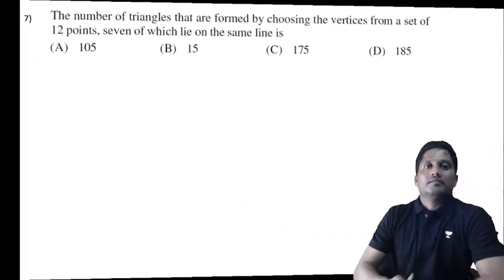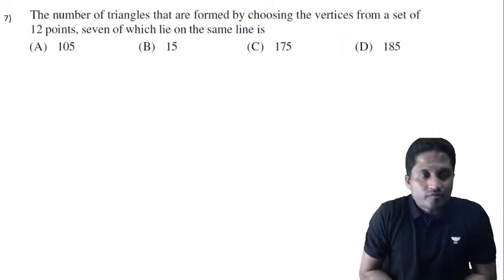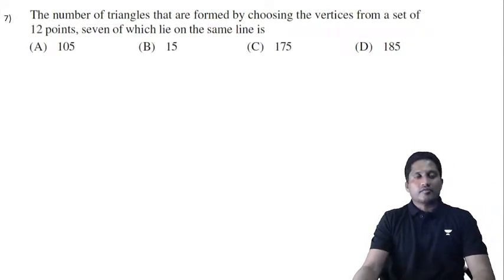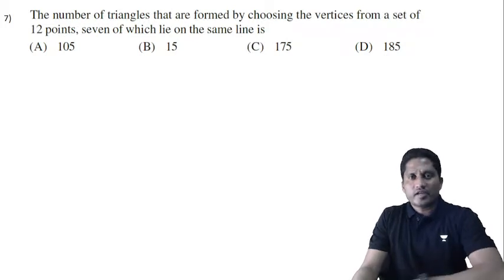Question number 7. Number of triangles that can be formed choosing the vertices from the set of 12 points, 7 of which lie on the same line.